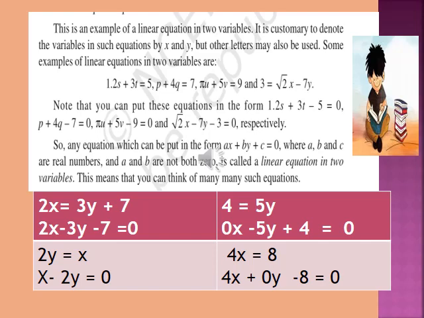Now 2y equals x. So shift 2y to the left side. It becomes x minus 2y equals 0. See here, 4x plus 0y minus 8 equals 0, because here the y term is missing. So when the term of a variable is missing, put the coefficient as 0 and insert that term so that the equation is in standard form.